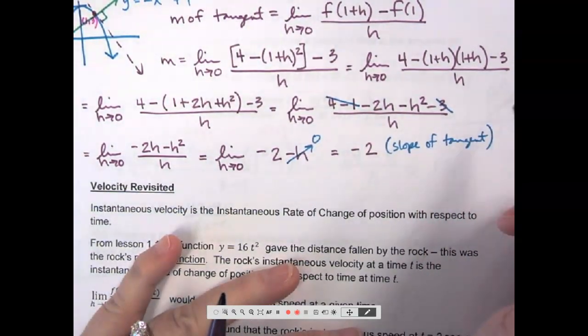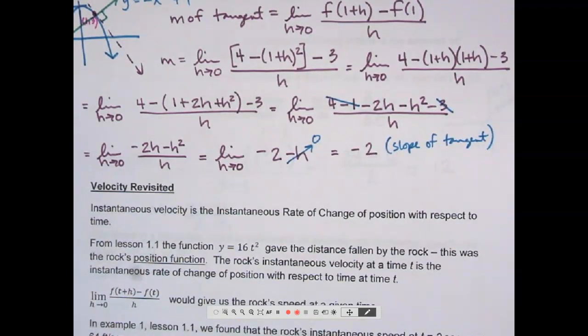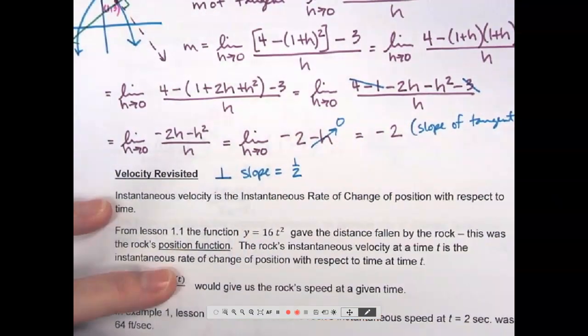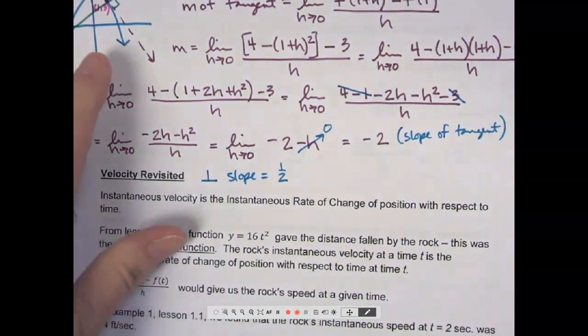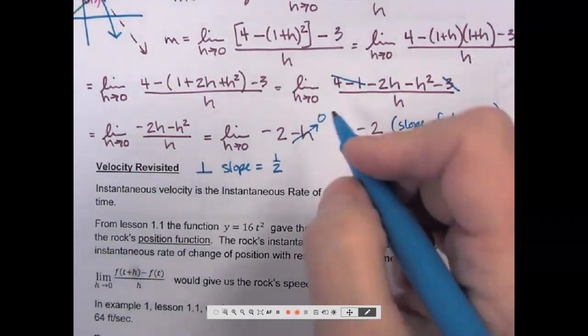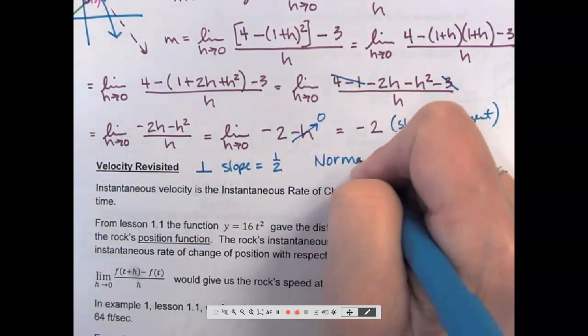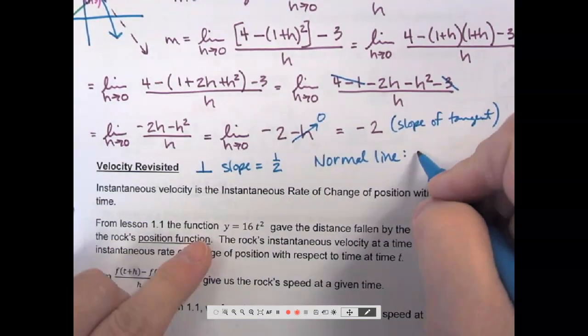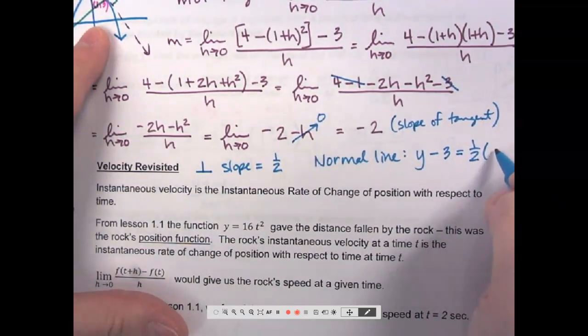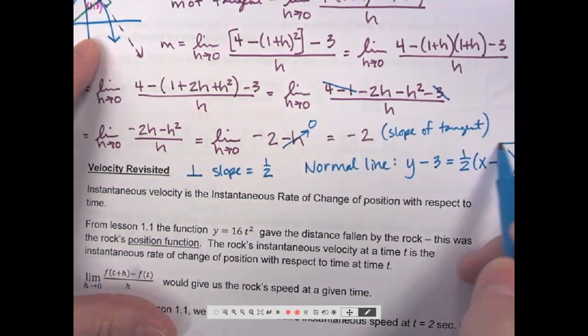So, if the normal is perpendicular, then what is the normal slope? Positive 1 over 2, the negative reciprocal. Okay, so perpendicular slope is positive 1/2. Okay, do I know a point on this line? I sure do. (1, 3). So I'm going to write the normal equation. I'm going to do y minus y1 equals slope times x minus x1. And I'm going to leave it.